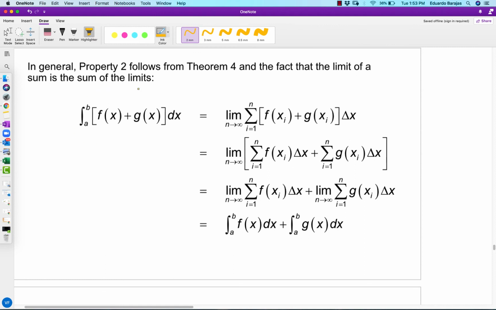So we know that this, by definition, is equal to this: the limit as n goes to infinity of the Riemann sum as i goes from 1 to n of f of x sub i plus g of x sub i times delta x. And using the properties of Riemann sums, we know that if we have a Riemann sum of a sum, we can separate it this way and do the sum of two different Riemann sums. We have the same property for limits, and now this one represents this, and this one represents that. So a more formal explanation of why this is true.